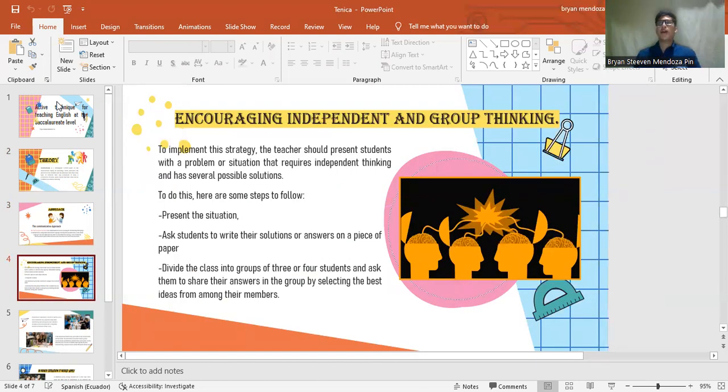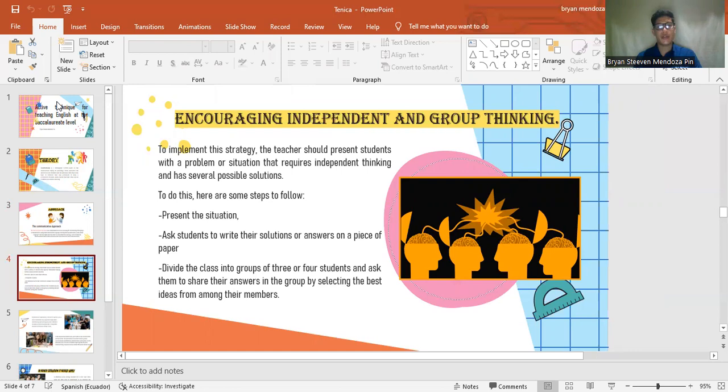So this is my technique. I prefer this technique because the students work every time. Every time their mind is working. Okay. Encouraging independent and group thinking. To implement this strategy, we have some steps.